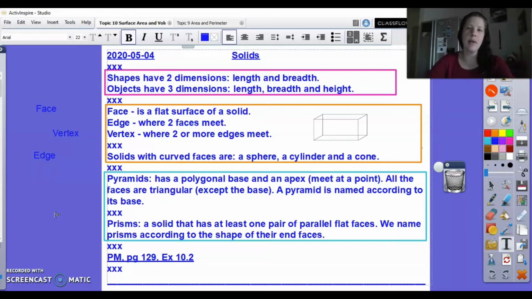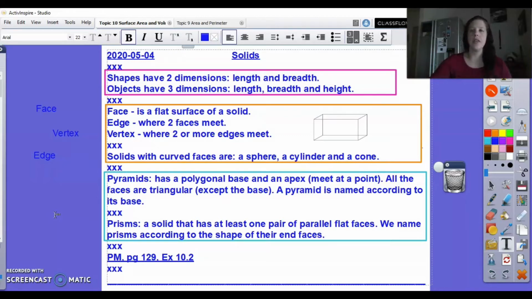Last week we spoke about area and perimeter of 2D shapes. Today I want to go over the difference between shapes and objects and get into more of the details with objects or solids. And from there we're going to move on to surface area. Then we'll calculate the volume and then the capacity of solids.